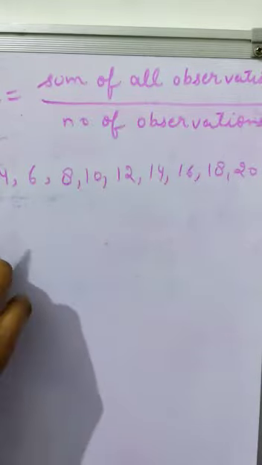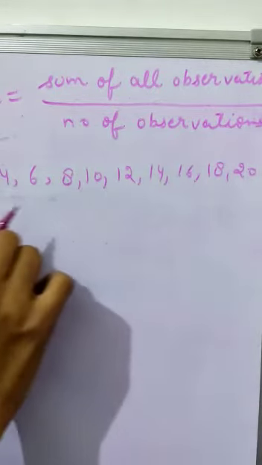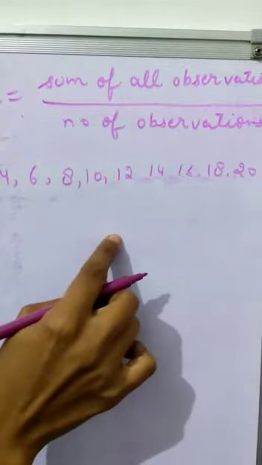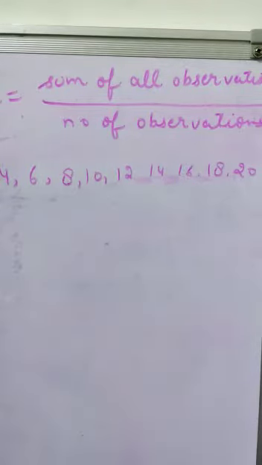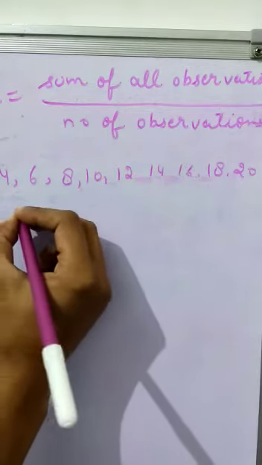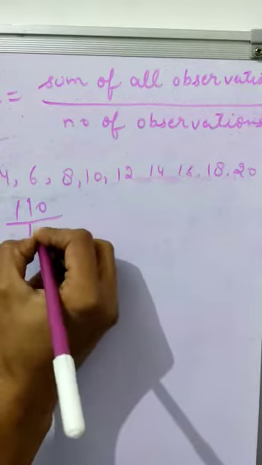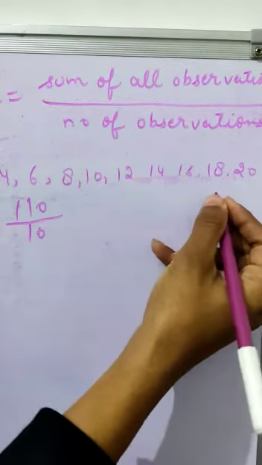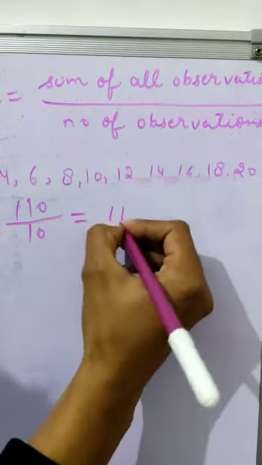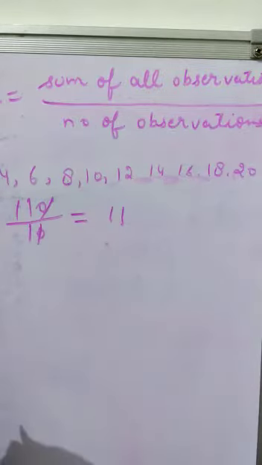So we have the data now. The same formula you will use. Mean is equal to sum of all numbers divided by number of observations. So what is the sum of all numbers? The sum is 110 divided by 10, because these observations have 10 numbers, which gives 11. So 11 is the mean of the first 10 even numbers.